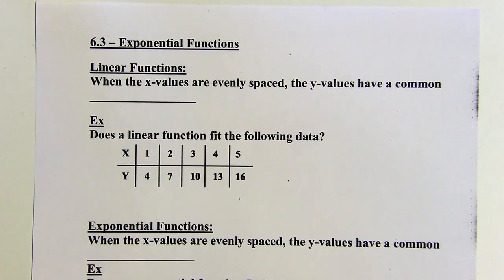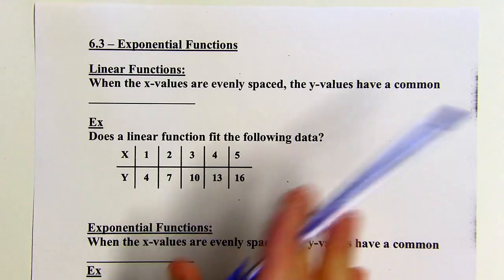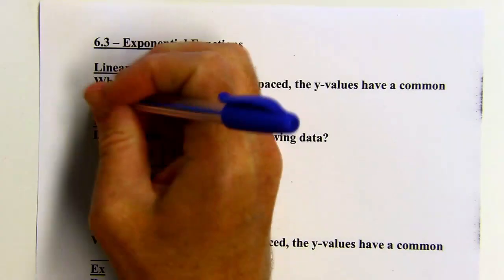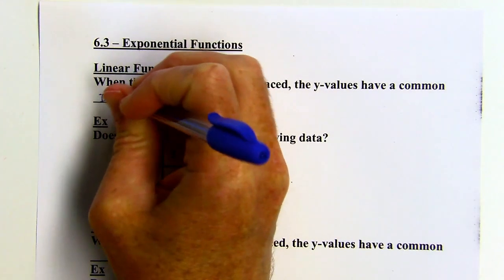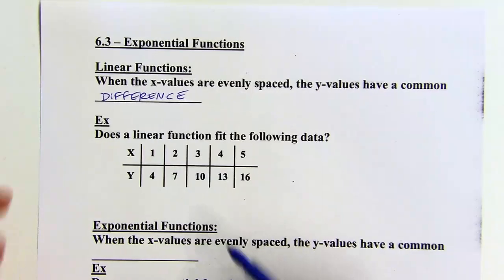6.3 exponential functions. Linear functions, so that's an equation for a straight line. When the x values are evenly spaced, the y values have a common difference. Okay, so that brings us to this problem.